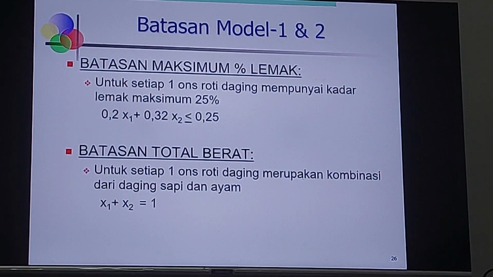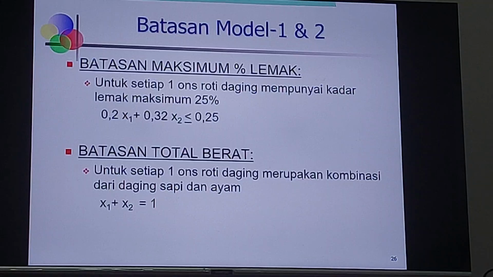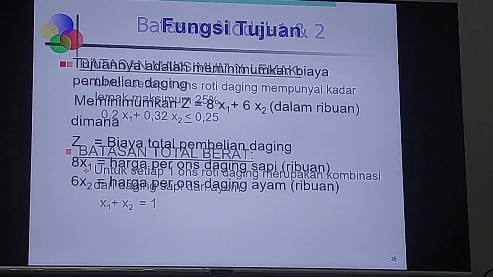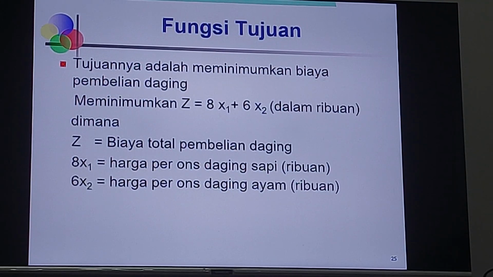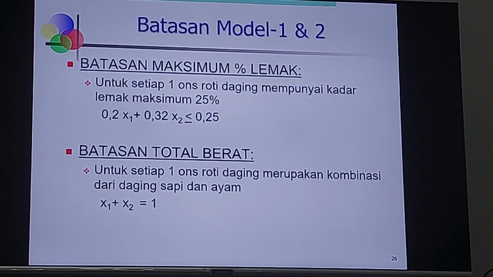One thing missing from here, there should be another constraint. Is it the price? The cost, you mean? The cost is here, 8,000 and 6,000. Something else is missing. Is it beef or chicken? X1 is beef, X2 is chicken.